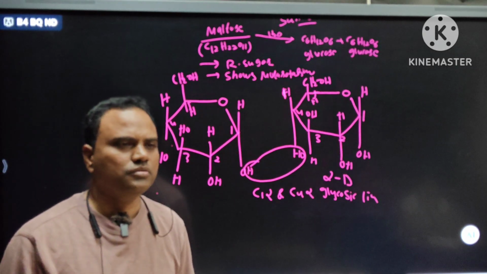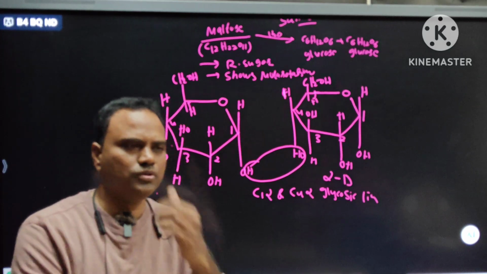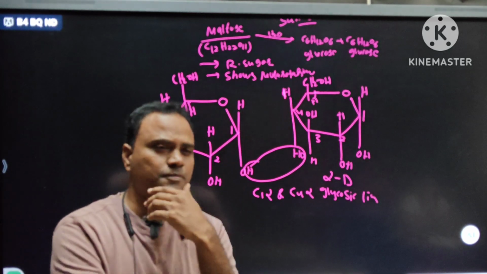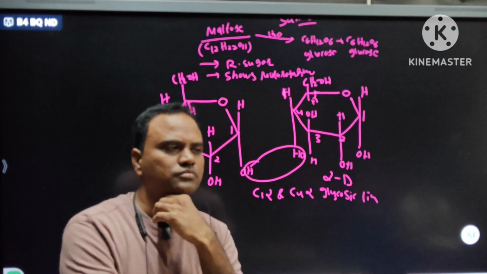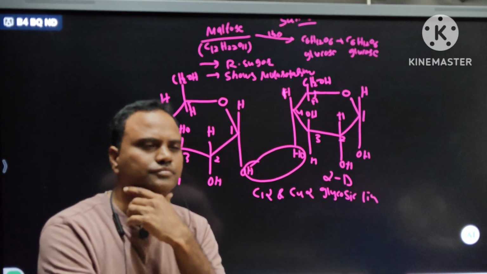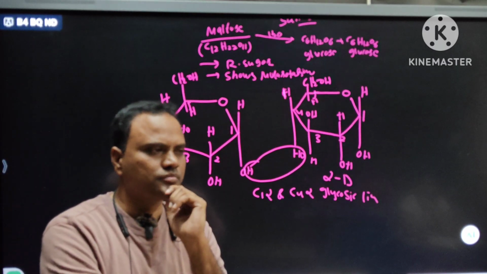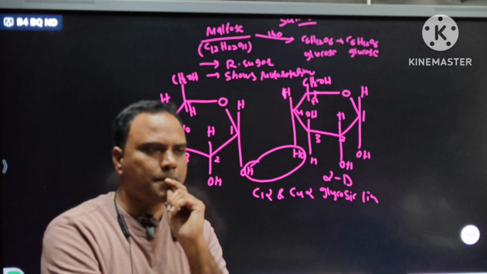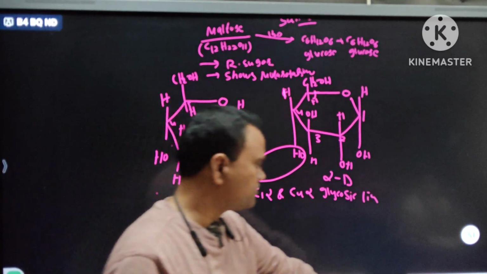Both are alpha only. Where is the link forming? 1 and 4. In sucrose, 1 and 2, alpha beta glycosidic link. Clear? Next, last one, lactose.